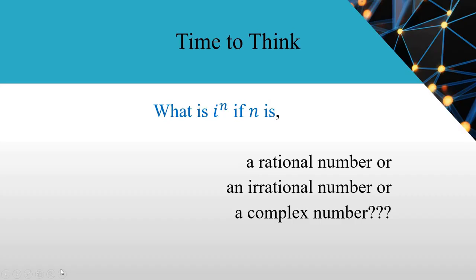Now it's time to think: what is i power n if n is a rational number? We have already seen integers, but if it is a rational number like 3 by 2 or 1 by 7, how do we find it? Next, if the value of n is an irrational number, is there any value for i power an irrational number? Or if the power itself is a complex number, what is the physical meaning of that? So these are the points to think about.